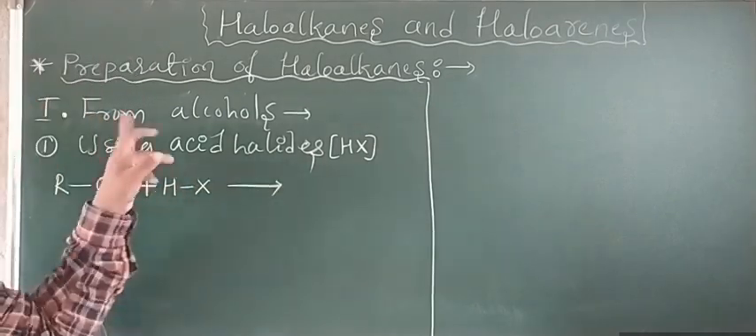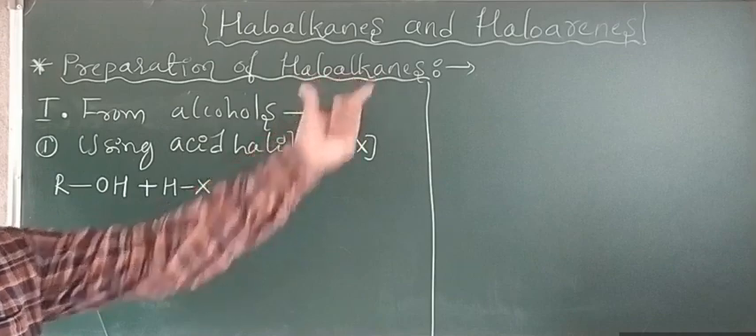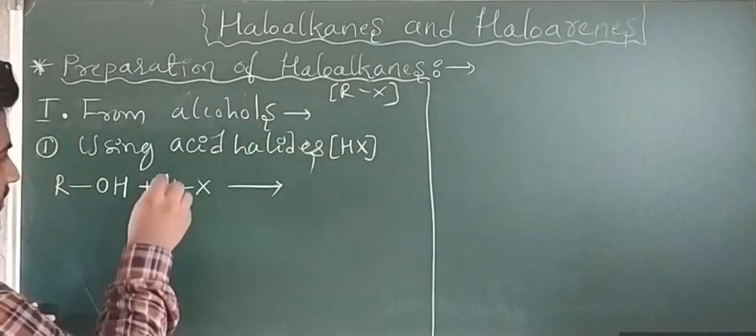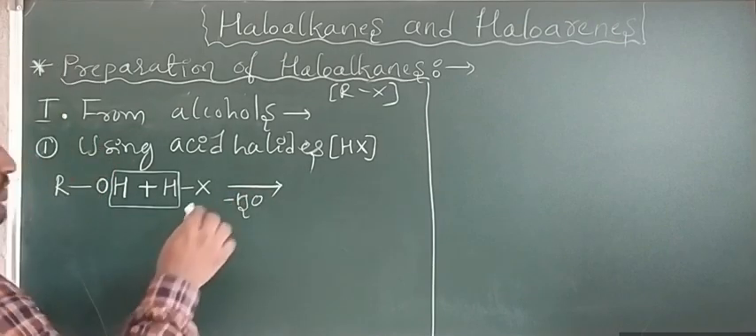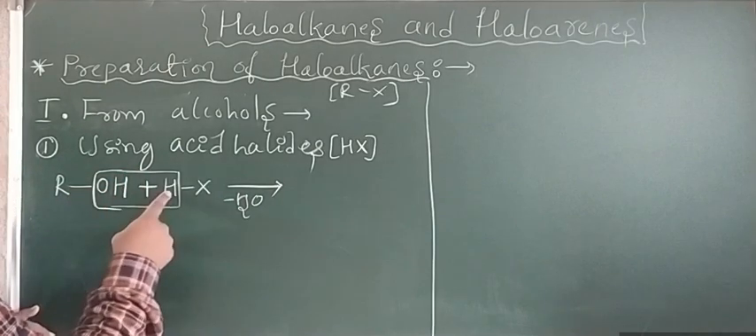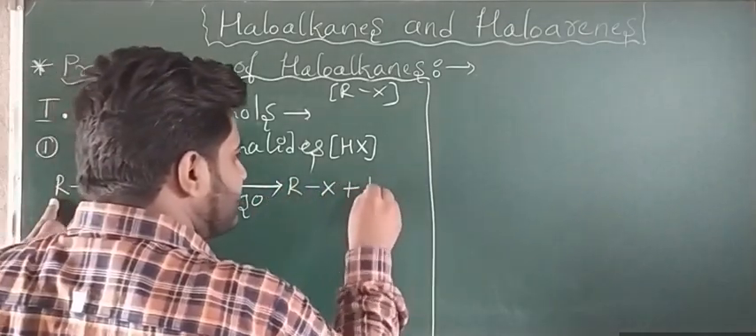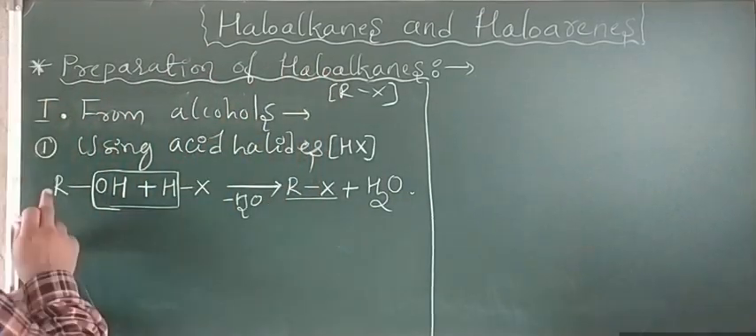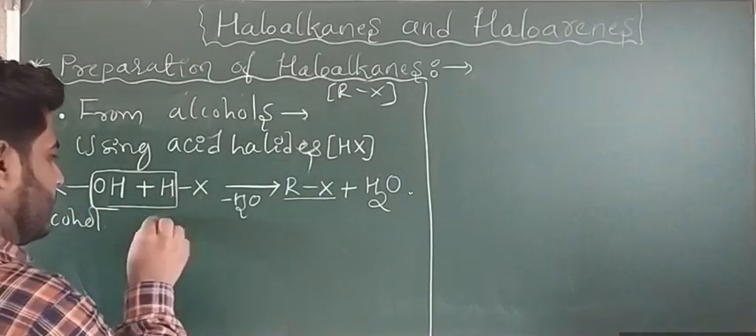So from alcohols using acid halides, that means alcohol and acid halide give rise to haloalkanes. The haloalkane general formula is RX, right? Look here carefully. H2O is eliminated, minus H2O. So R is bonded to X, and we get RX plus H2O. RX is nothing but haloalkane. ROH is alcohol. HX is hydrogen halide or haloacid.